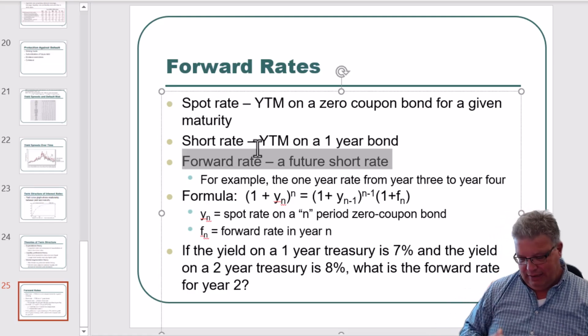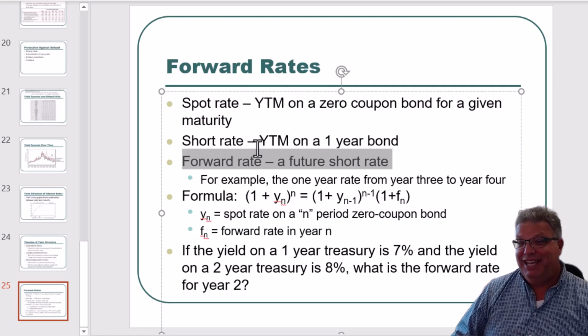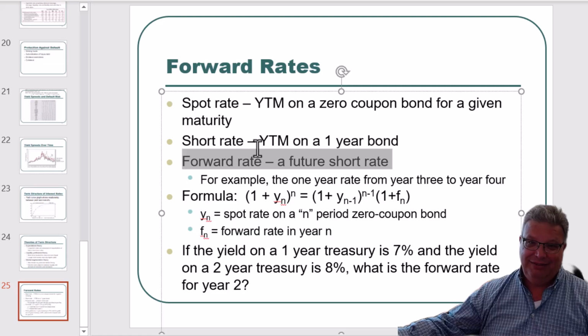So if I get a 1-year treasury bill or bond for today, that's a short rate. But if in 10 years I want to buy another 1-year bond, I want to know what the short rate will be in 10 years. Well, today we call that the forward rate in 10 years. That's all it's saying.